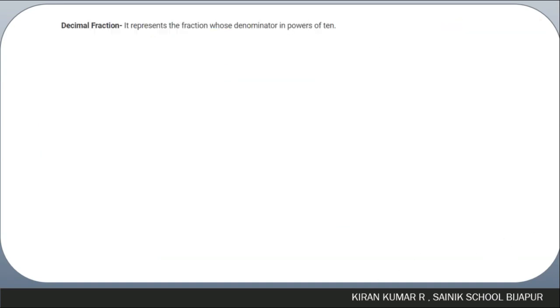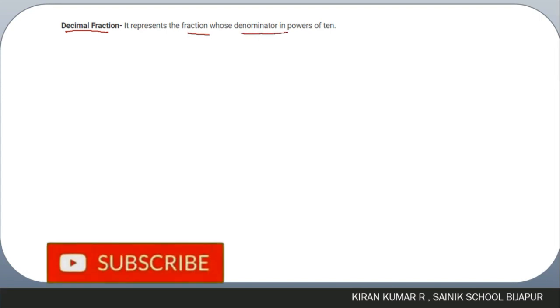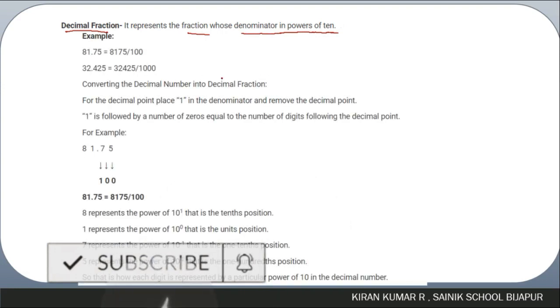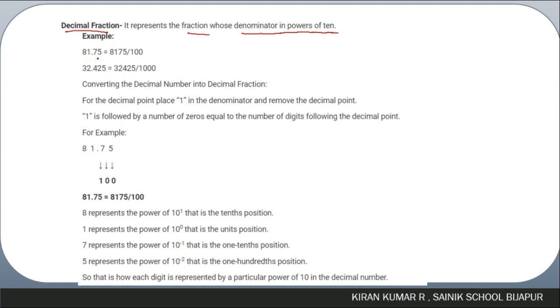Look at the word decimal fraction. It represents a fraction whose denominator is in powers of 10. I'll give an example. 81.75 is the same as 8175 upon 100. 32.425 is the same as 32,425 upon 1000.